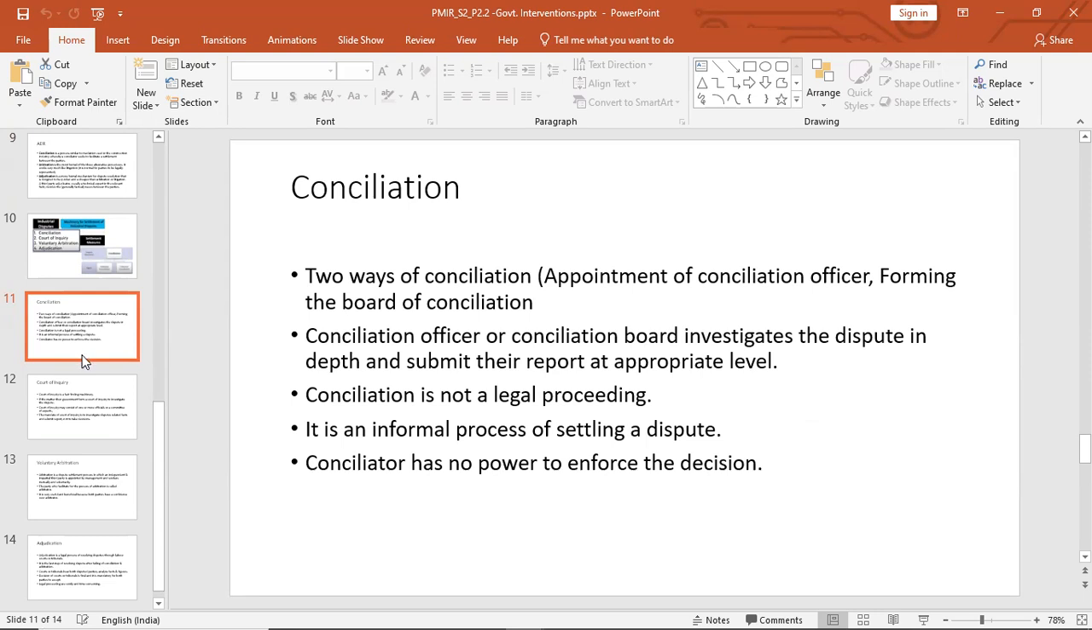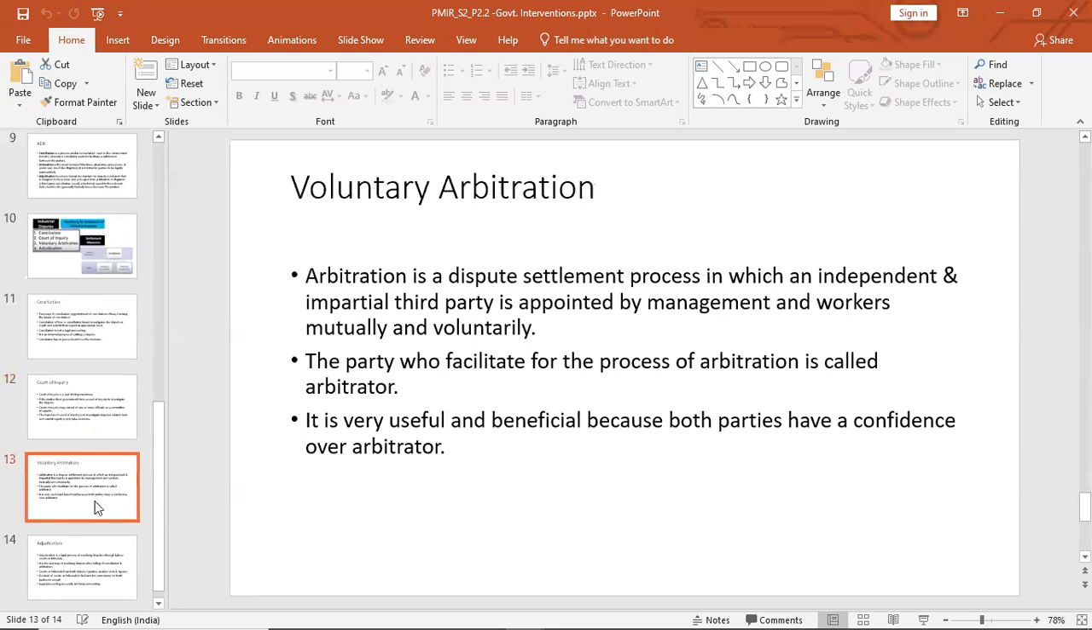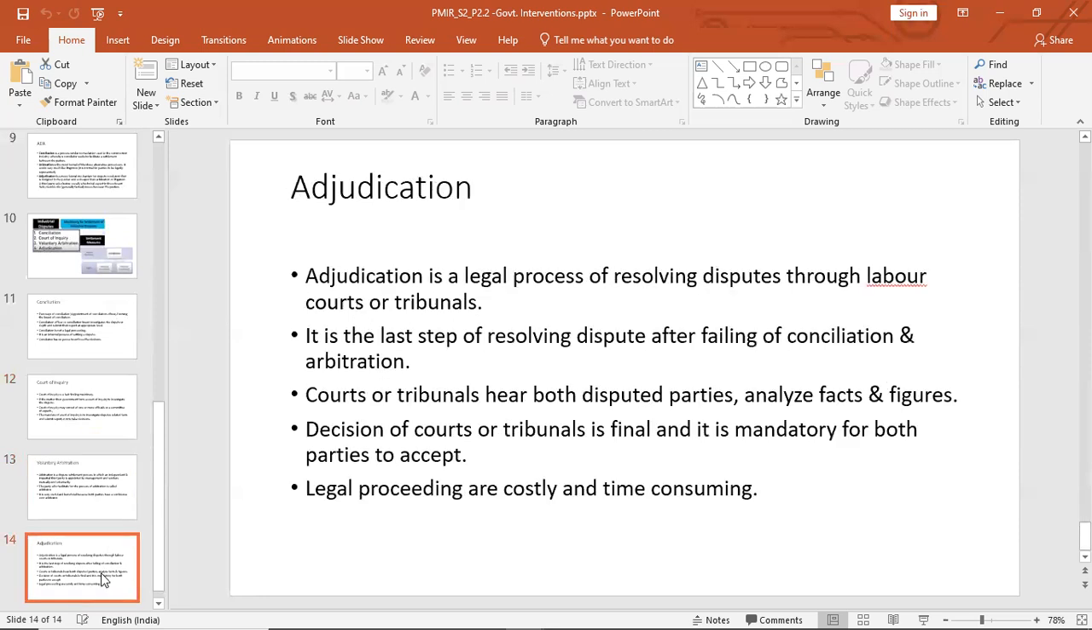And some alternative dispute resolution mechanism, conciliation, court of inquiry, arbitration, jurisdiction, adjudication. This definition we discussed. Adjudication is the most legal process. Is going to court or the judicial person, advocates are involved.